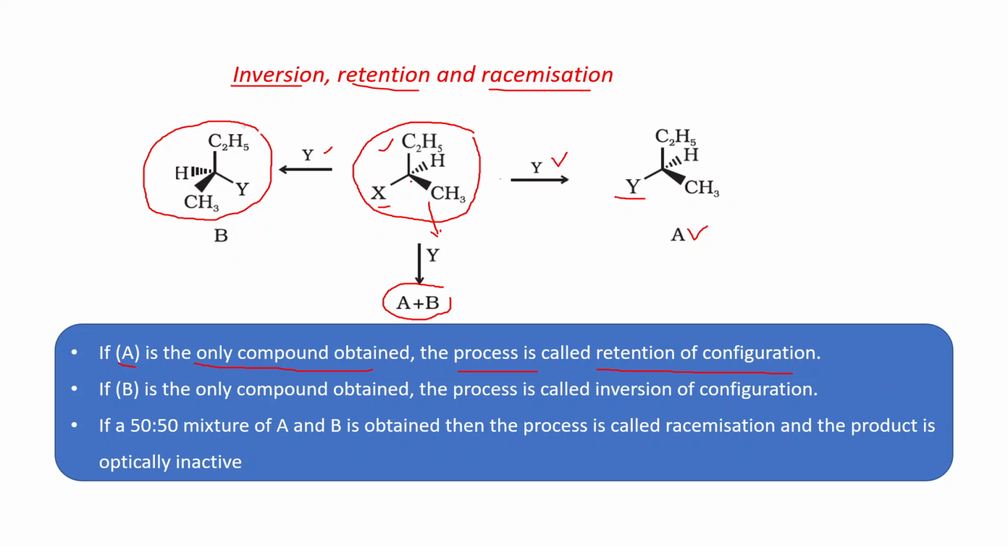Now you can say this is the conversion of this into this. This is called retention. If B is the only compound obtained, the process is called inversion of configuration. If this converts into this one, this is called inversion of configuration. Just see the arrangement of groups of atoms around the stereo center, this and this. If you compare, this is inversion. If a 50-50 mixture of A and B is obtained, then the process is called racemization and the product is optically inactive. If we get both A and B, then this is a racemic mixture and this is optically inactive.